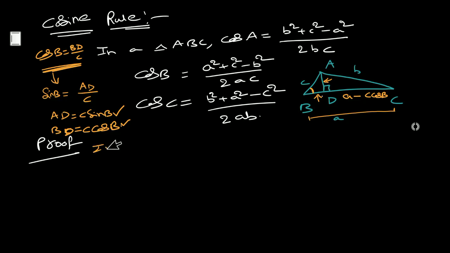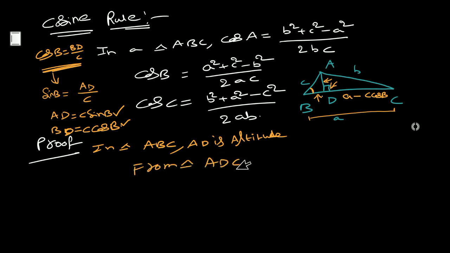Now, in triangle ABC, you can see that AD is the altitude. I think it is very clear for you. AD is what? It is the altitude. Then you can see here 90 degrees. So from triangle ADC, what can I write? In triangle ADC, 90 degrees is present at D, so the hypotenuse will be AC.